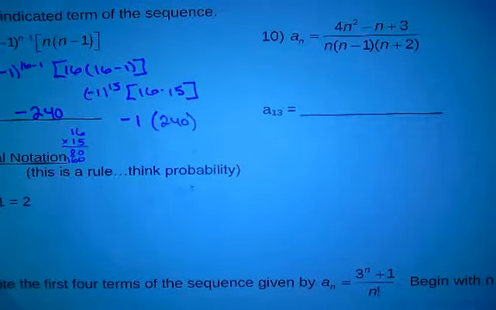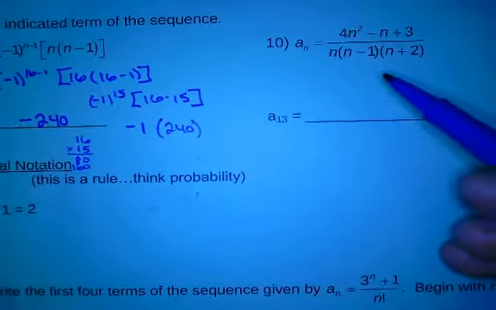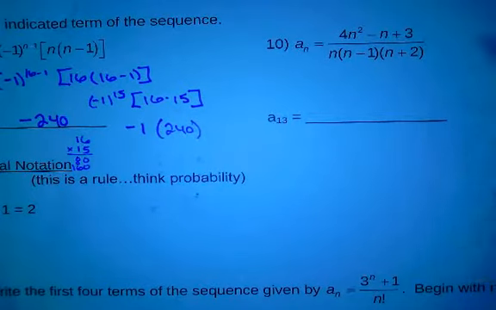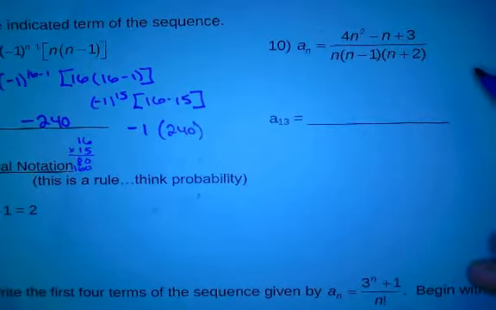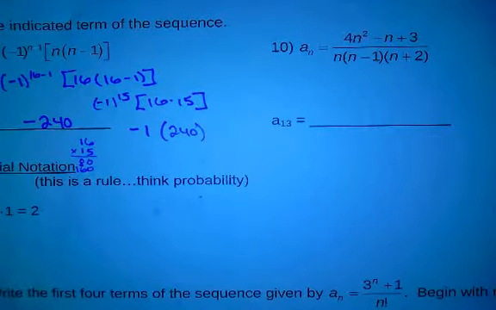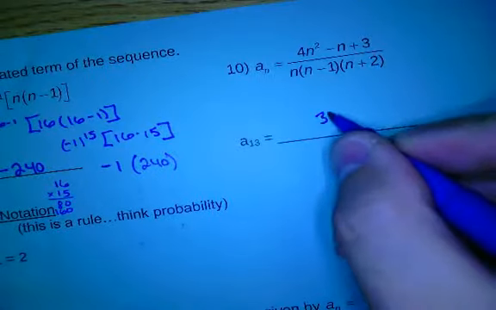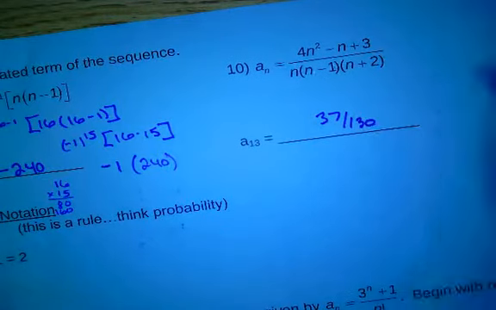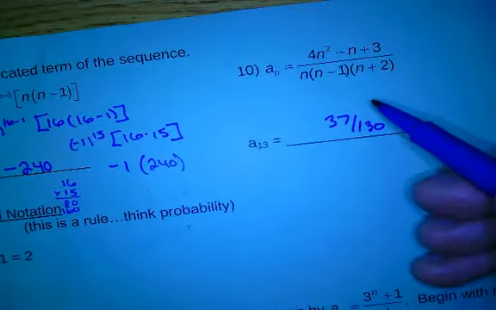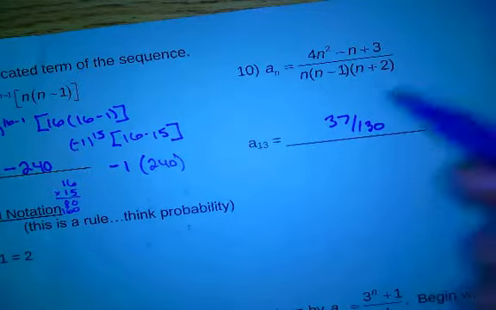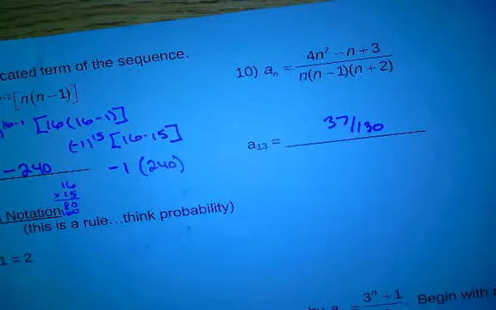All right. You get the idea for number 10, right? Do I really need to plug in a 13? We get the idea? Did you get 37 over 130? Okay. You can try this one on your own at home. Does the top one factor and cancel? I think the top one factors and cancels. I believe so.